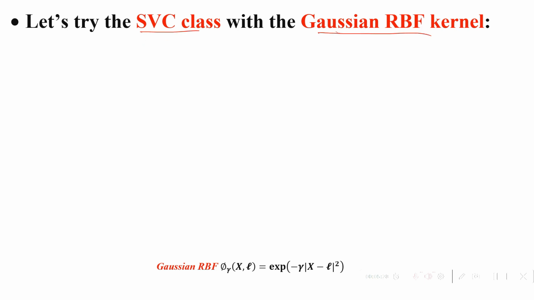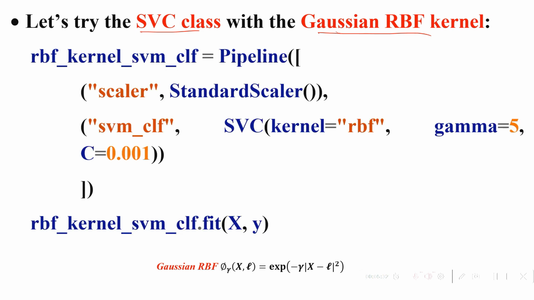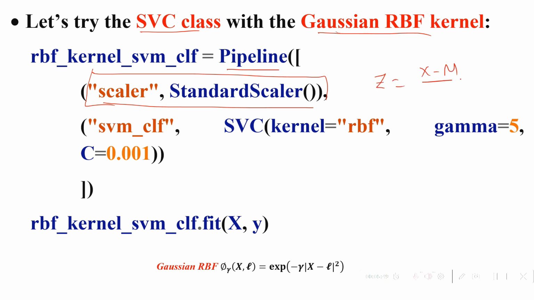Okay, we are going to some class like SVC classification. Now, here, the RBF kernel SVM classification equal to pipeline. So, first of all, we have to apply the standard scalar on your data set. We are converting all the features into z equal to x minus mu by sigma. We are applying this concept.